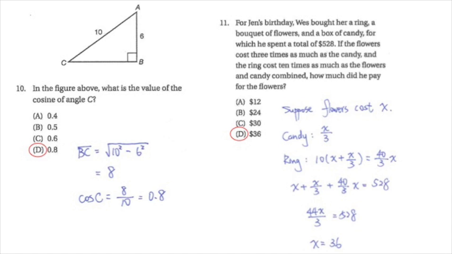So suppose the flowers cost X dollars, so the candy will be X over 3. The ring will be 10 times the sum of the previous 2 items, which is X plus X over 3, and that will become 40 over 3 times X. All of these items cost in total 528, so X plus X over 3 plus 40 over 3 times X equals 528. Simplifying, we have 44X over 3 equals 528, and X equals 36.